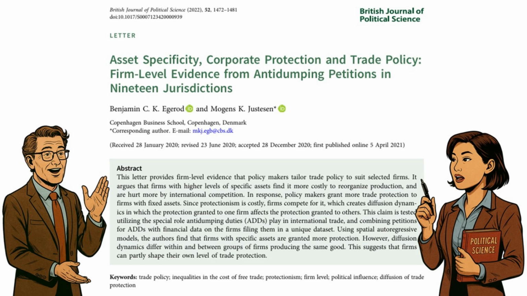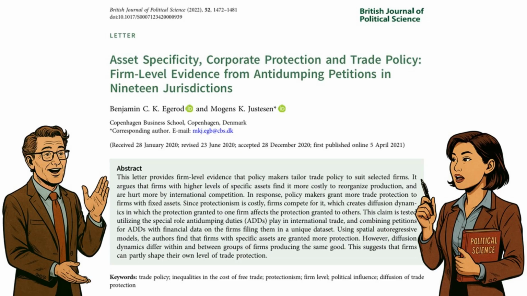The authors ask whether firms that have more specific, immobile assets, like factories and equipment that can't easily be repurposed, are more likely to win anti-dumping trade protection. They also look at whether protection given to one firm spills over to other firms producing the same good. How does this fit into existing trade policy research?